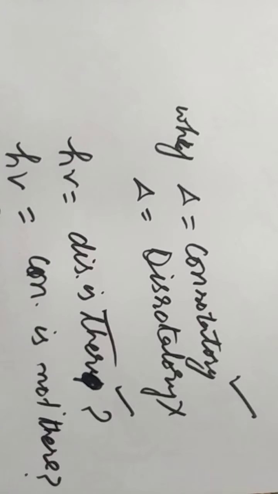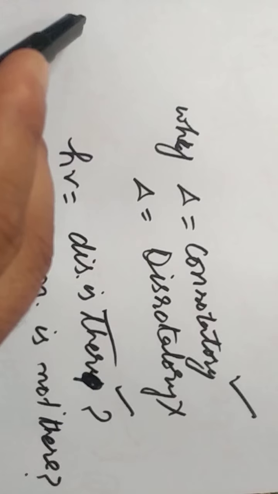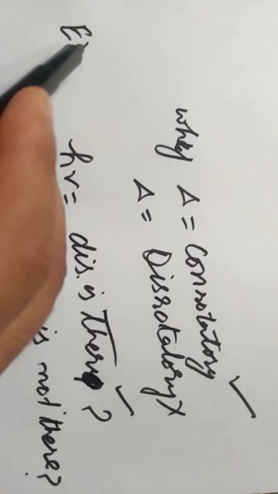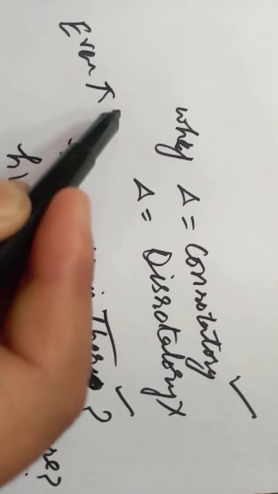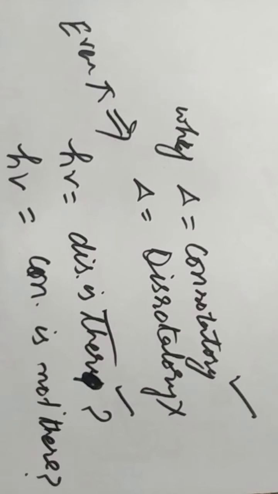These are the questions, if we talk about when there are an even number of pi bonds. If there are an even number of pi bonds, then why is thermal conrotatory there, and thermal disrotatory not there? Then photochemical disrotatory is there and photochemical conrotatory is not there. We will discuss these points one by one.